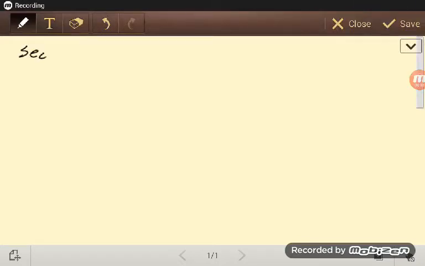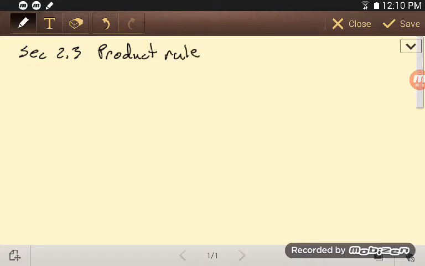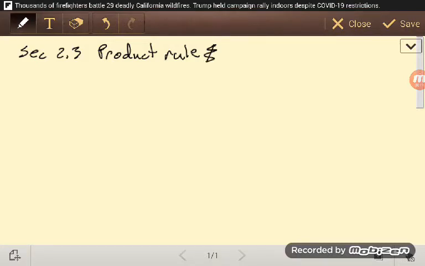Okay, section 2.3. This is our product rule. I think this is section 2.3. Yes, product rule. And that's what we'll do right now.